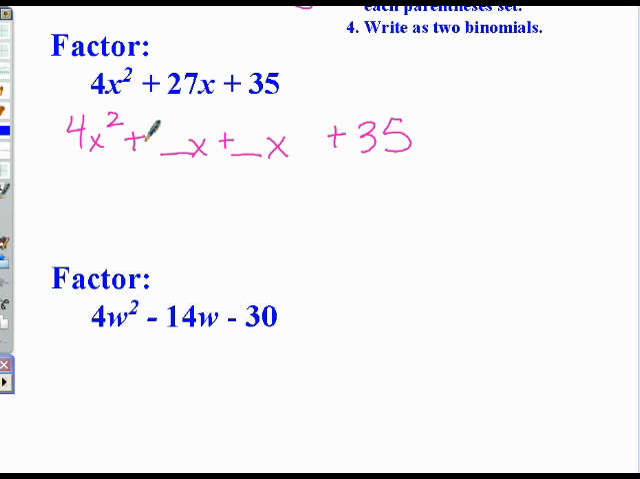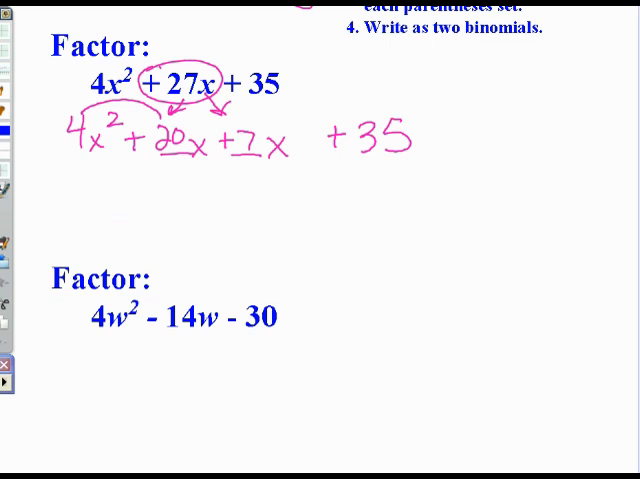Now we want to split the middle term into two terms that proportionally work here with 4 and 35. If we split it into 20x and 7x, they combine to 27x. And 4 is to 20, just like 7 is to 35. They're each 1/5. So that's proportional. That's the correct way to split that middle.